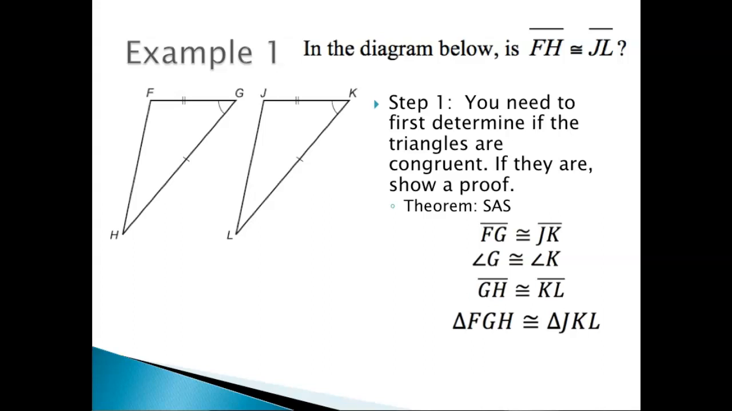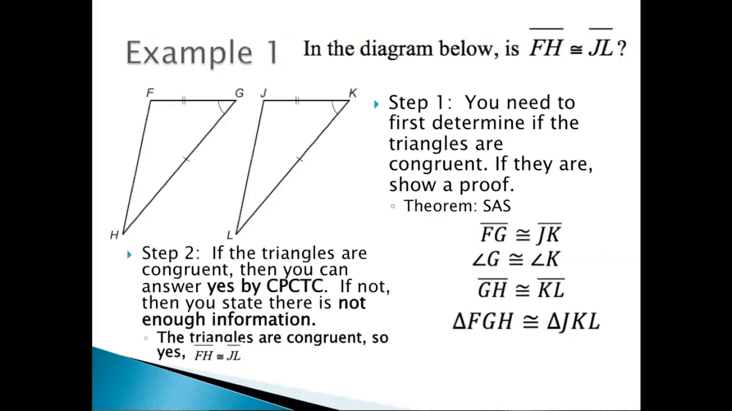Now that we have that, for step 2, we have to state: if the triangles are congruent, then you can say yes, by CPCTC, FH must be congruent to JL. If we weren't able to show that the triangles were congruent, then you would have to say that there's not enough information. In this case, the triangles are congruent, so we can say that FH is congruent to JL.